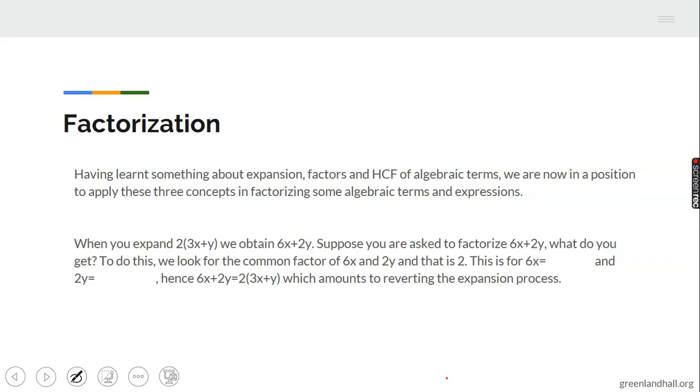Factorization is just a way of bringing terms out or collecting them in a bracket. Look at this. We want to expand. When you factorize and then expand, it's going to give you the same algebraic expression.